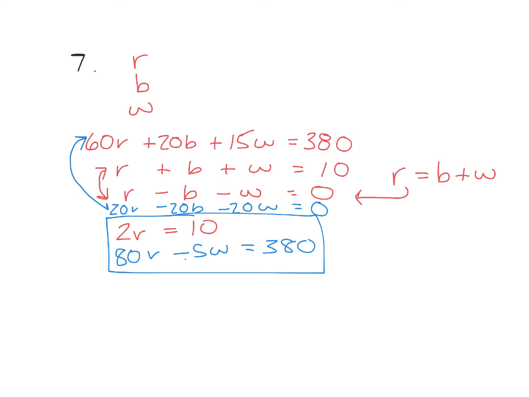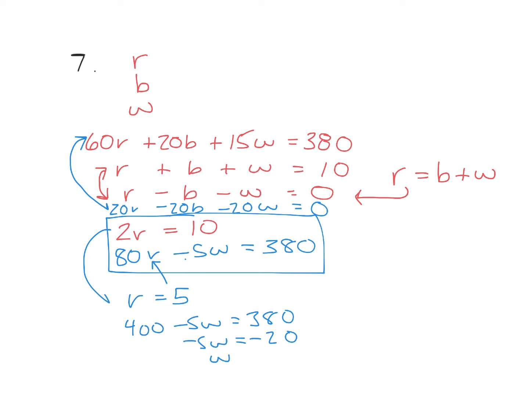So from this equation, I already know that r is 5. I would plug in, so I'd have 400 minus 5w is 380. I could subtract the 400 to get w to be 4. And since there are 10 total rides, I'd have 5 roller coasters, 4 water slides, and 1 bumper car. Lots of different ways to do it. I like to just get all 3 equations in that same format.